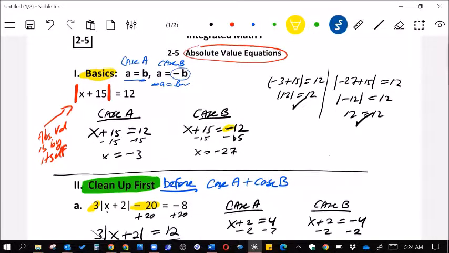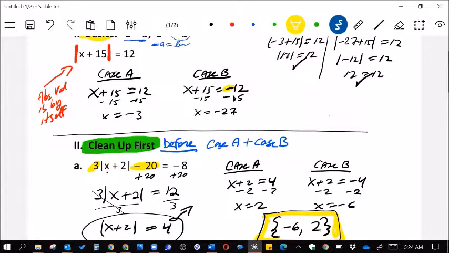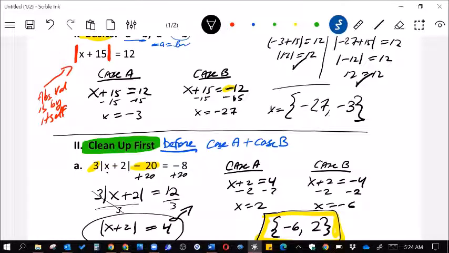Notice every one of these, you get 2 answers. Oh, I should have done that back up here. I did not. So my solution set will be the -27 and the -3. And I could have written x equals either in front or inside even.